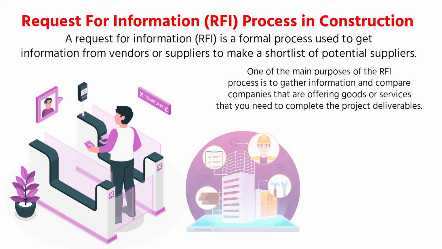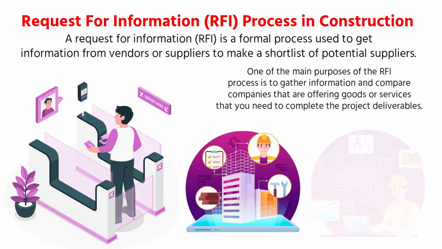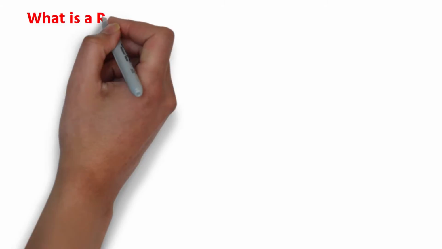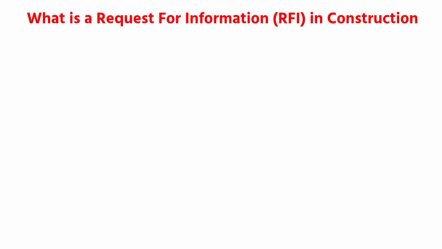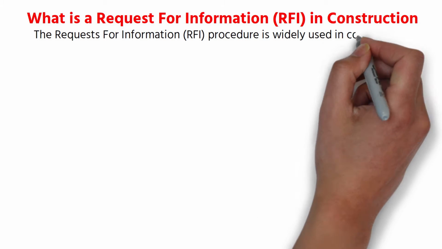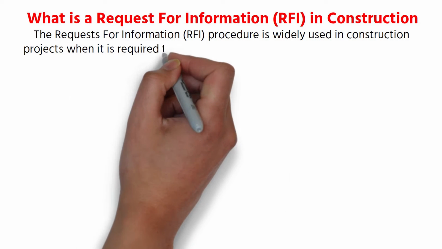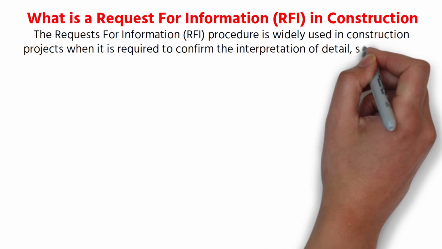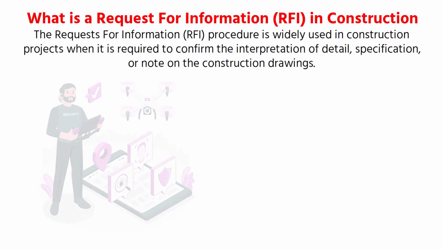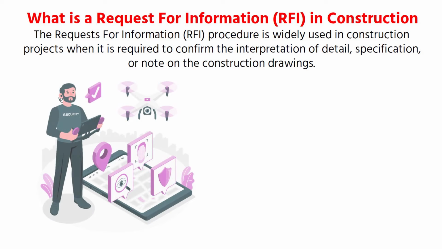However, RFIs can take different forms in the construction industry. As the complexity of a construction project increases, RFIs become complicated and confusing. What is a request for information in construction? The requests for information procedure is widely used in construction projects when it is required to confirm the interpretation of detail, specification, or note on the construction drawings. It is also used to secure a clarification from the client that is required to continue the work.